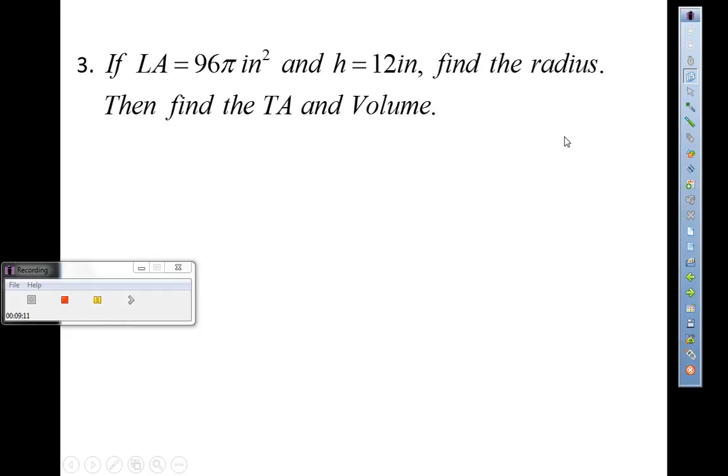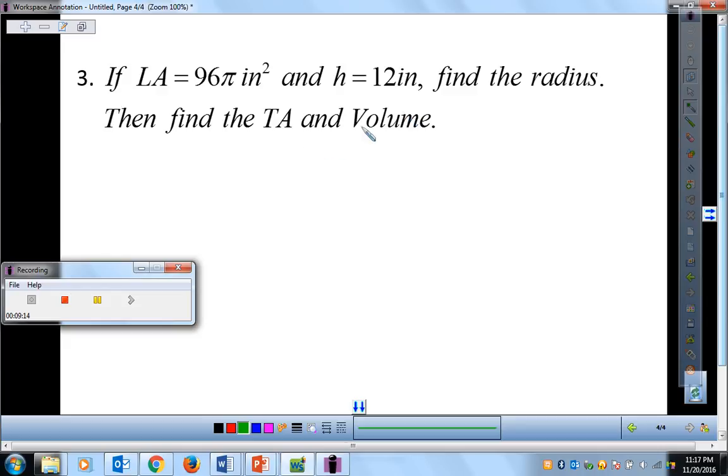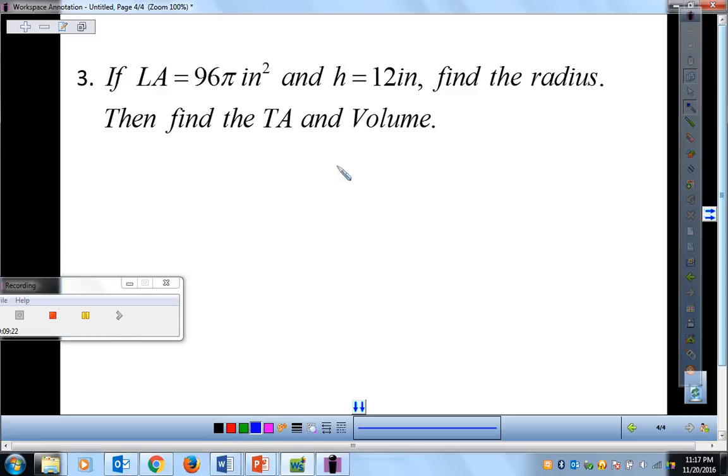So let's look at this now. We're given the lateral area and the height. I want to find the radius and the total area and the volume. So again, our formula for lateral area is this. Lateral area equals perimeter times the height.